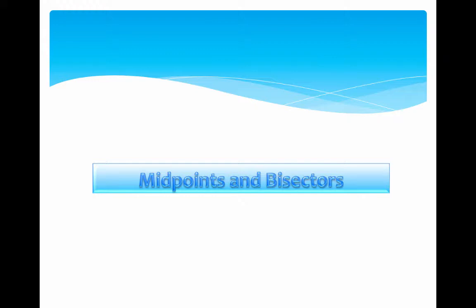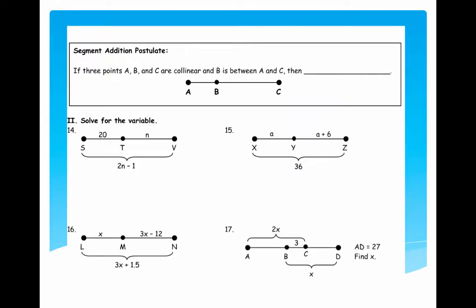Okay, so that's the end of that portion, the definitions portion. Now we want to talk about midpoints and bisectors, which are related objects. Okay, so A, B, and C are collinear. B is between A and C, so it looks like this. So they're all on the same line, and B is between them on that line.